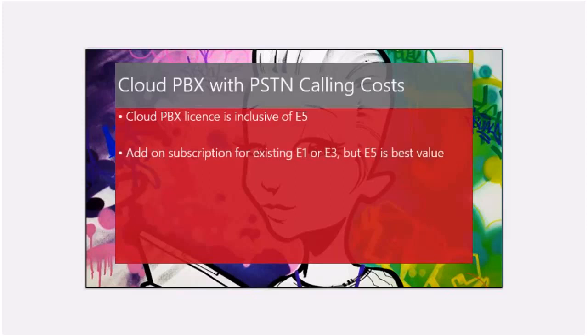If we look at CloudPBX with PSTN calling costs, CloudPBX is inclusive of E5. The E5 license, which I think David will touch on a little bit more, is licensing that has become available, and CloudPBX is part of that. You can also add CloudPBX on to existing E1 or E3, but E5 provides the best value. There's a lot more things, as well as CloudPBX, with PSTN calling and PSTN conferencing with E5, so it'd be worth having a look at that to get the best value.